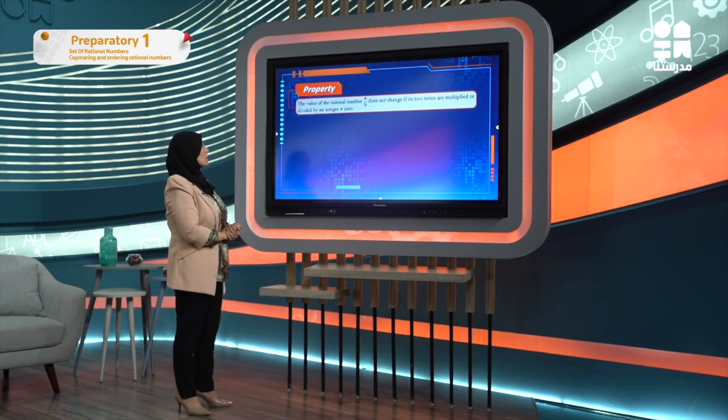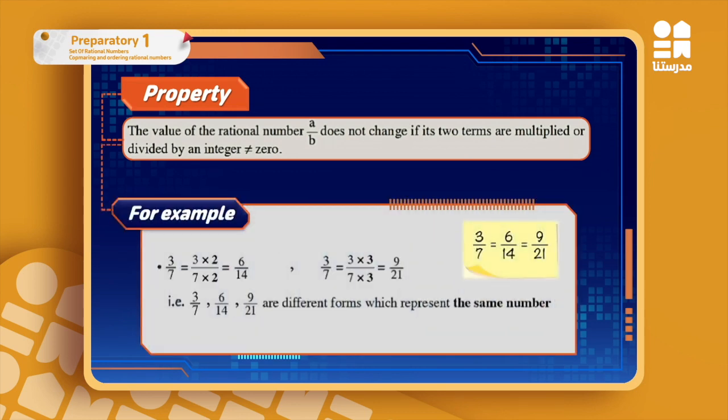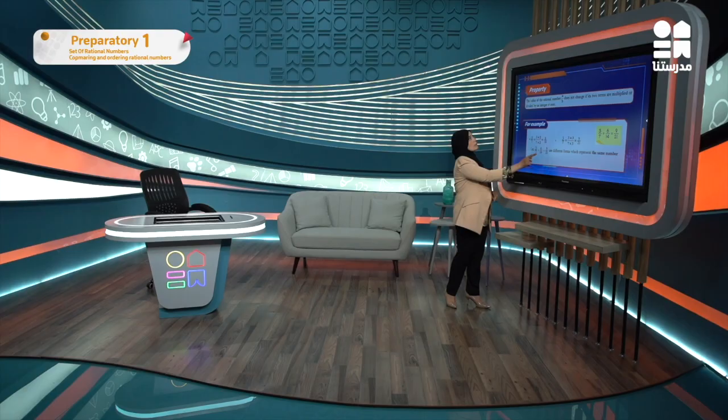Here we have a property. The value of the rational number a over b doesn't change if its two terms are multiplied or divided by an integer not equal to 0. And that's what we need to focus on. Here, it's up to you to multiply by any number. 3 over 7, I can multiply both of them, numerator and denominator, by 2 to get 6 over 14. The same, if you multiply it by 3 up and down, we will get 9 over 21. And then here we have many forms of the same fraction, and they are called equivalent fractions.